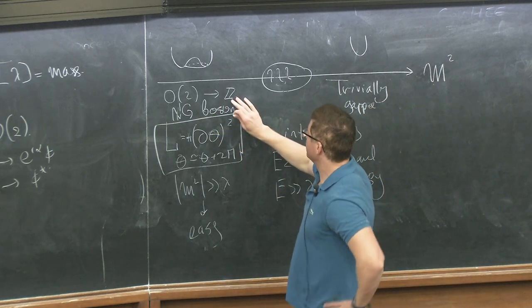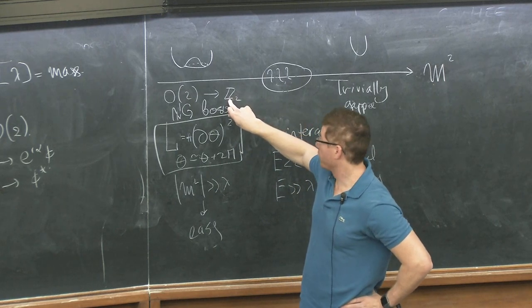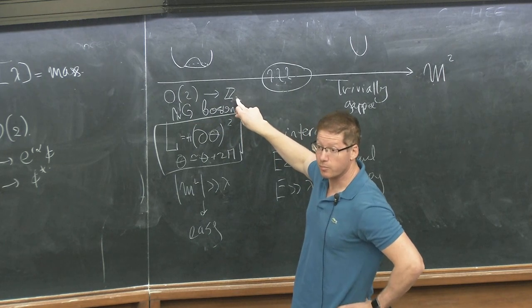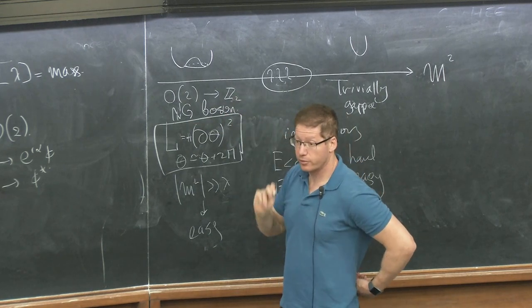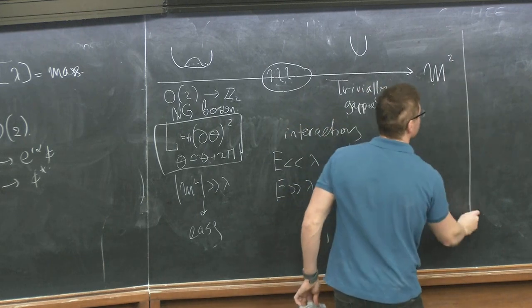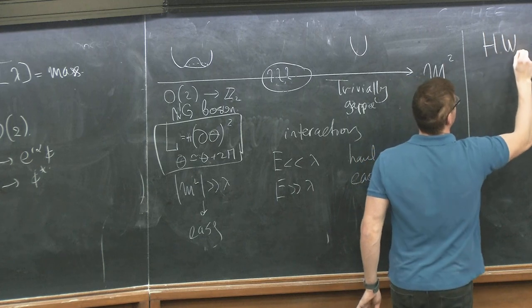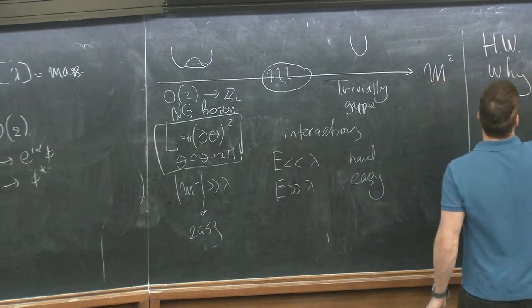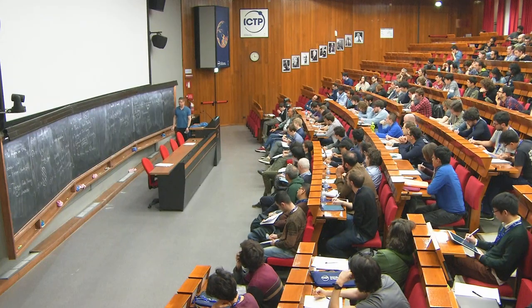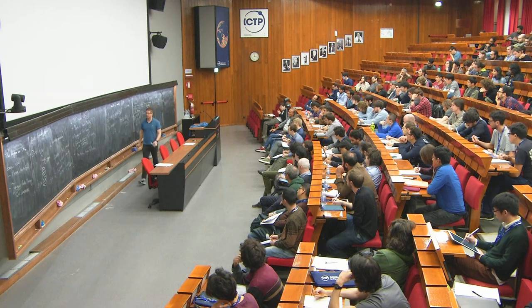Now, this question of why there is a Z2, it's a homework exercise. I want you to convince yourself that O2 is not broken completely. Rather, it's broken to Z2. So this is homework exercise number 2. Why is O2 broken to Z2? Okay? Why is there Z2 symmetry that's unbroken? If anybody wants to say the answer now, it's also acceptable.